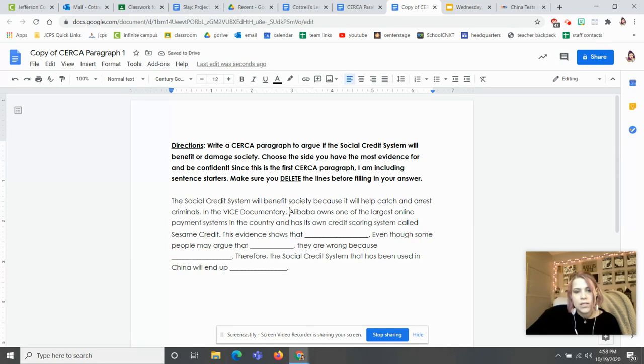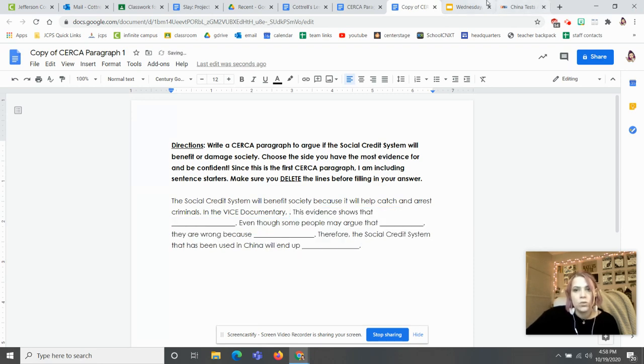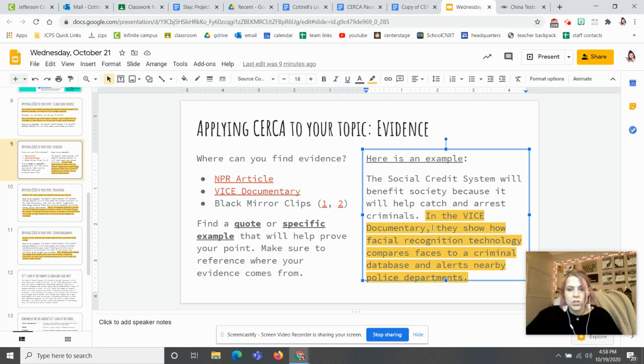But then you would just need to make sure that you put quotations around this because these are someone else's words, not yours. But like I said, this is not my evidence. I used a specific example. So I was just showing you how to use a quote, but I'm actually going to copy and paste my own answer in there.